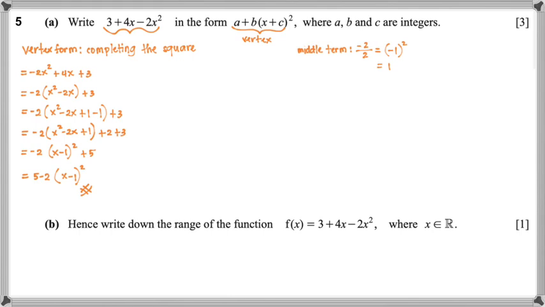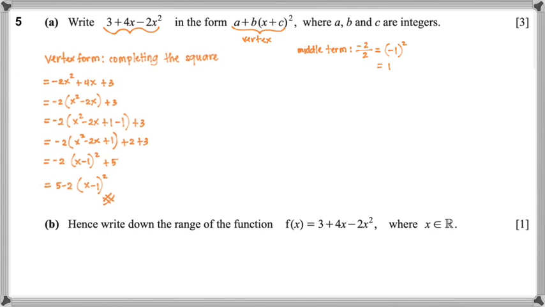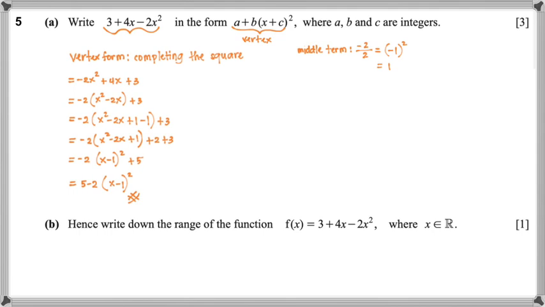So let's just move it on the better left side. So let's just put it here. Alright, so that's for 5A. That's for 5A.